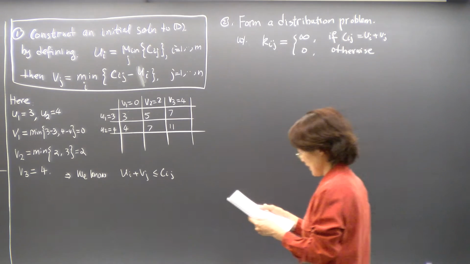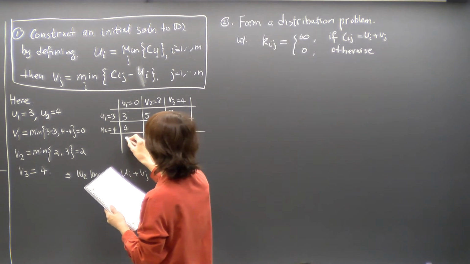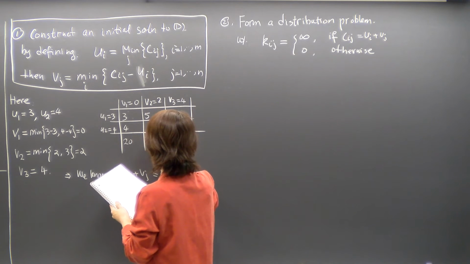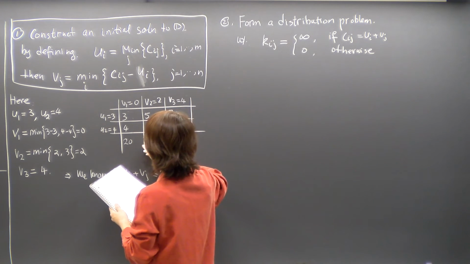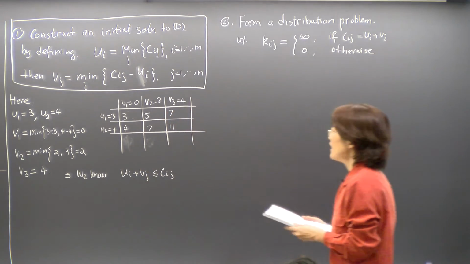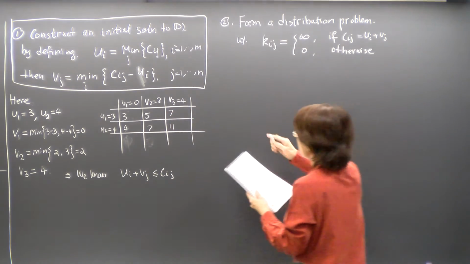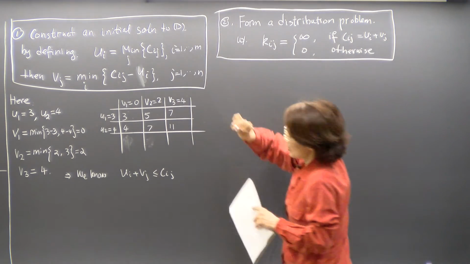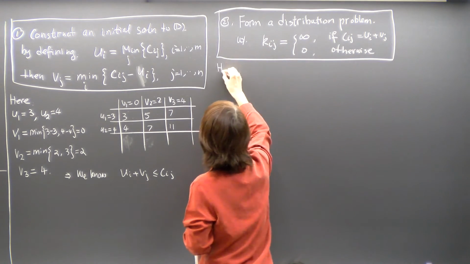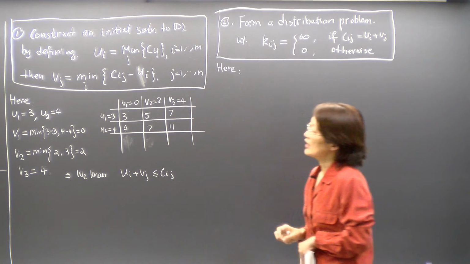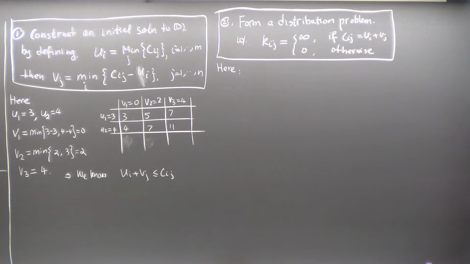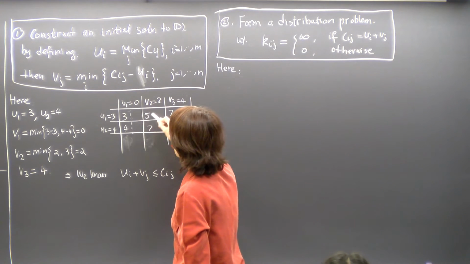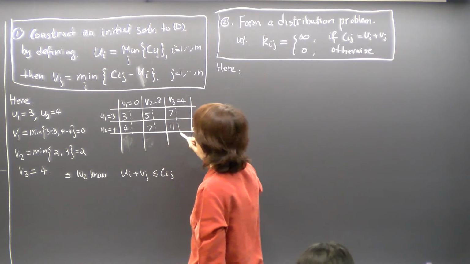Let me put the other numbers around. So I have 20, I have 25. So this is the algorithm. That's what you do. You form a distribution problem like this. Let's see in our example how I would do it. Let's mark the capacity next to it because it's easy to check here.